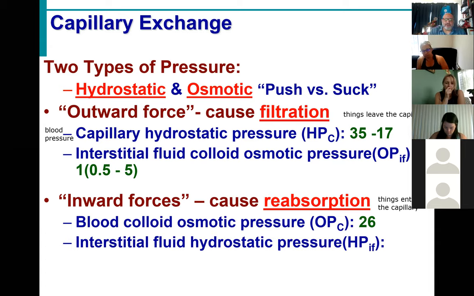Lastly, we have our interstitial fluid hydrostatic pressure. And again, as we talked about, is the water in the tissue being forced against the capillary? No. And so in fact, not surprisingly, the interstitial fluid hydrostatic pressure is essentially 0.